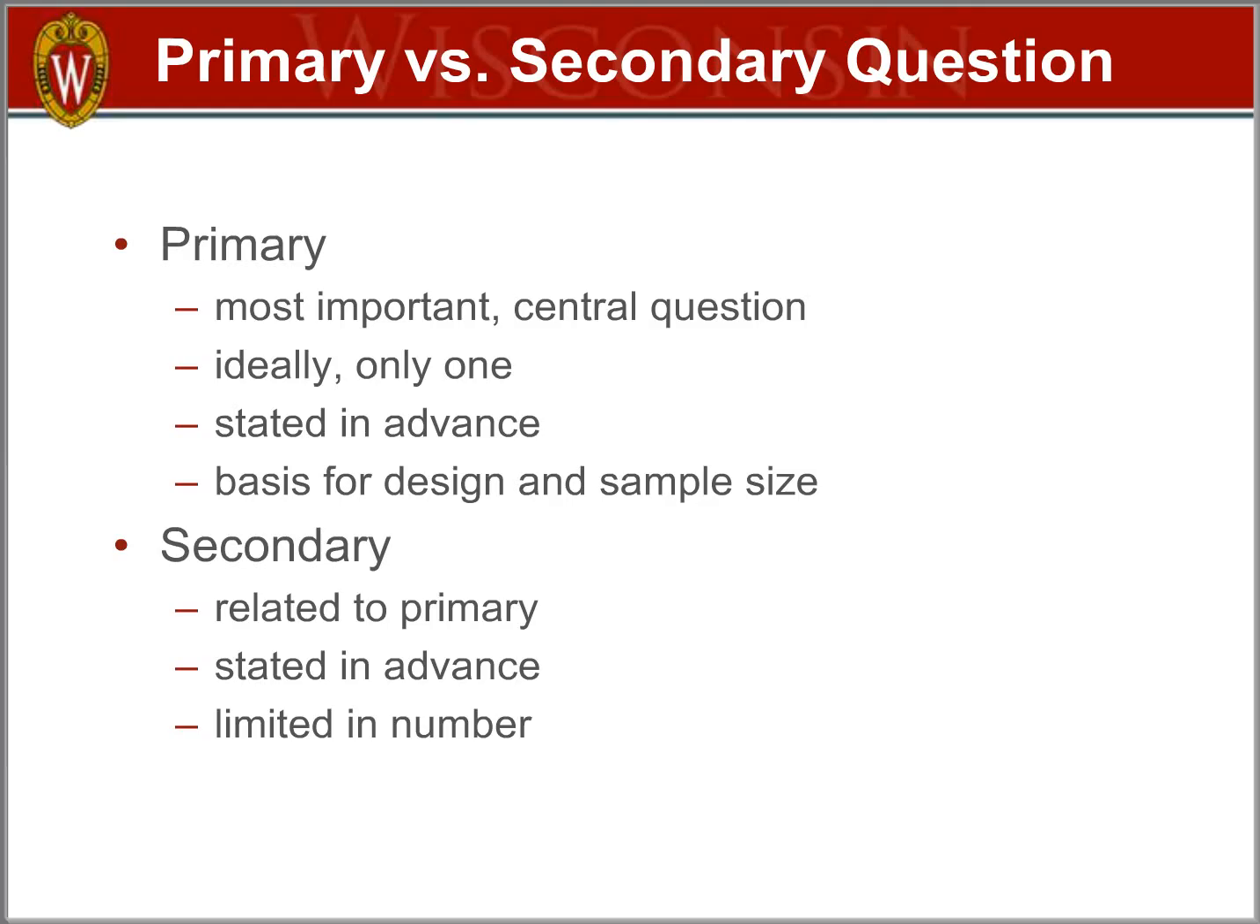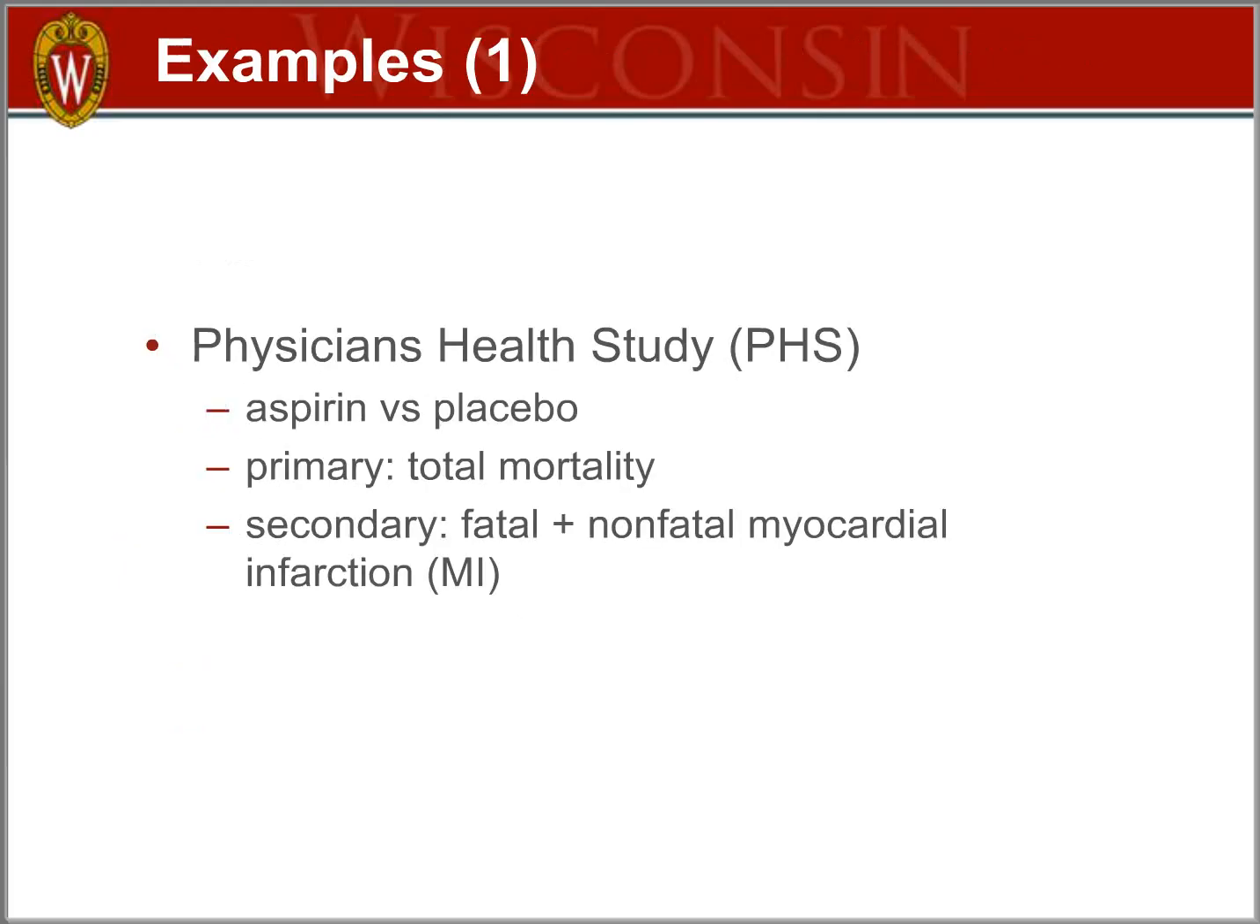We have a series of questions we want to ask. Some of those questions may be related to the primary. We need to state them in advance. And again, we want to try our best to limit them in number. The more questions we ask, the more statistical analysis we do, the more likely we're going to find something by chance alone. As an example of defining the question, let's look at the Physicians' Health Study.